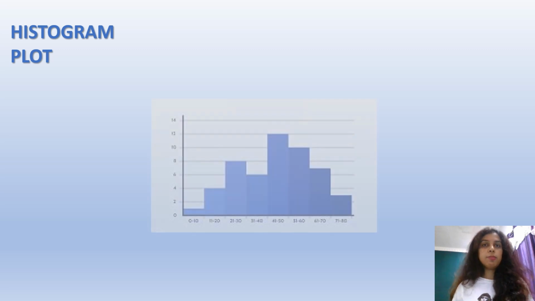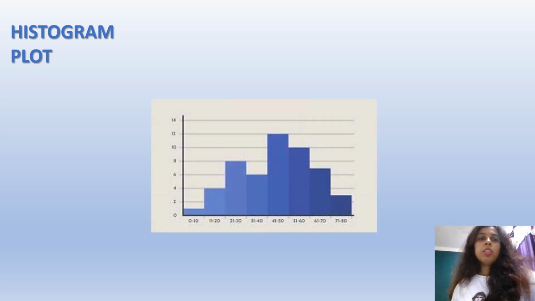Moving on with our next chart, which is the histogram plot. It is a type of bar chart used to visualize the distribution of a numerical dataset. It displays the frequency or count of data points within specified ranges called bins. Unlike a bar chart that is used for categorical data, a histogram is specifically used for continuous numerical data.